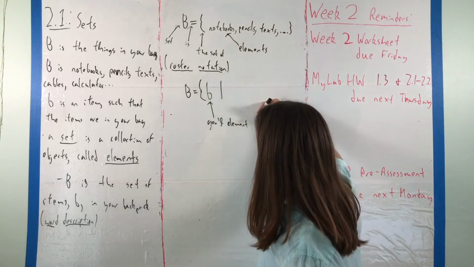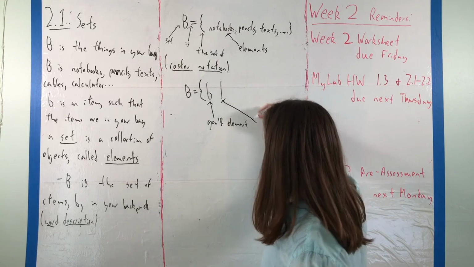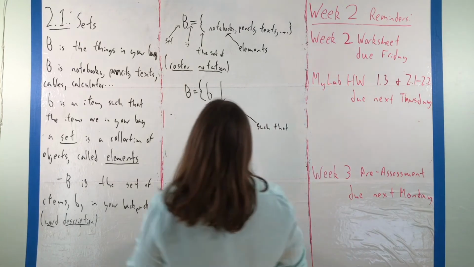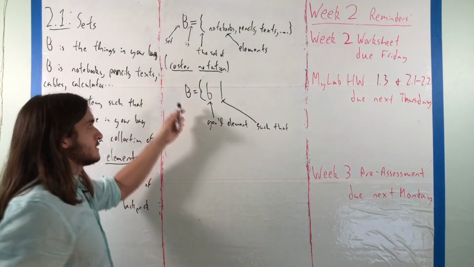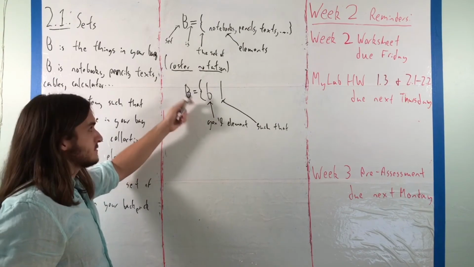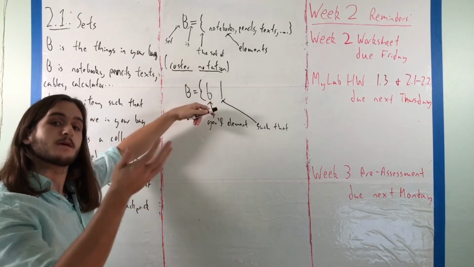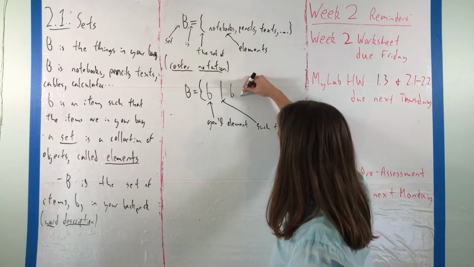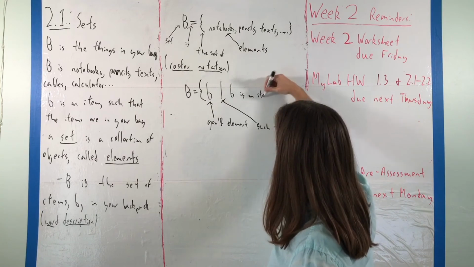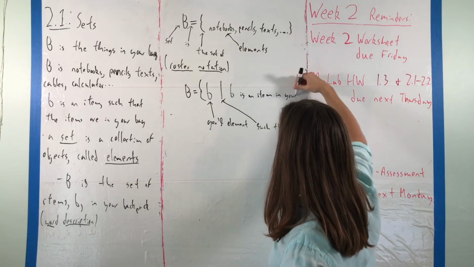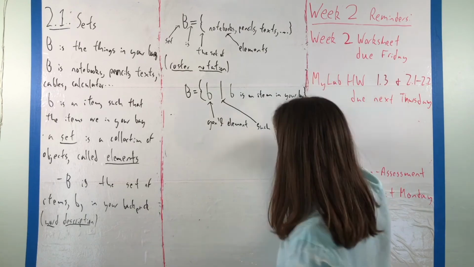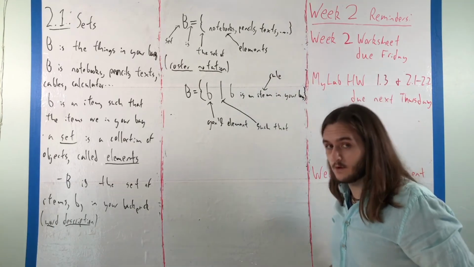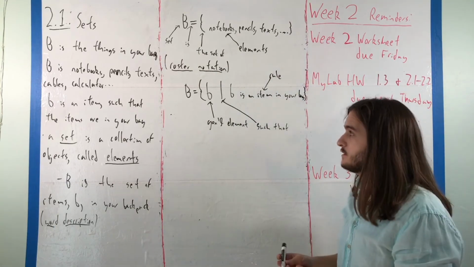Then we draw a vertical line, where that vertical line is read to say "such that." So far, what we've written here in the symbols is B is the set of items b such that something happens, where the something that happens is b is an item in your bag. I ran out of space, but you get the idea there. This is whatever rule you're working from. It's your definition of the set.